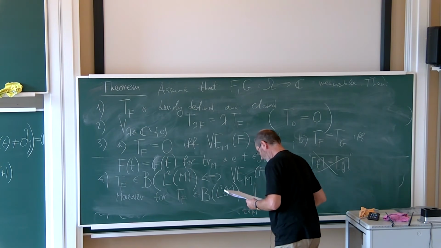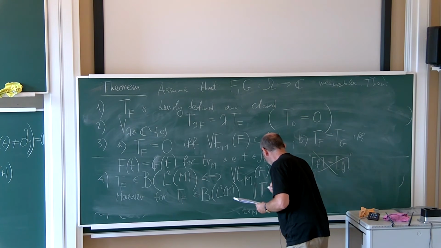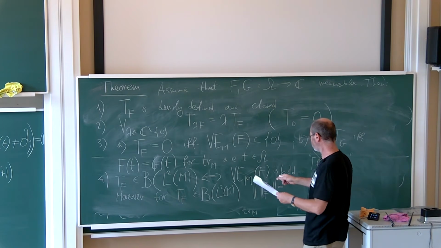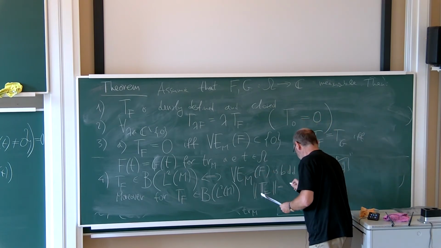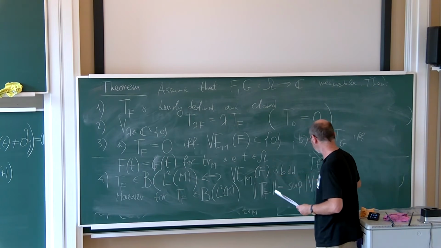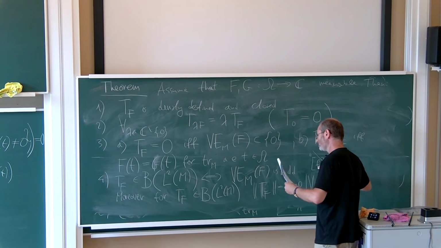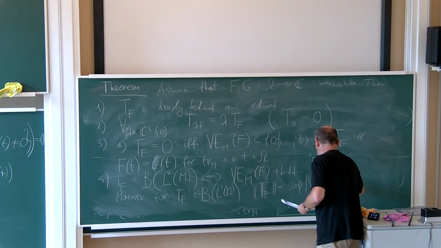Then the norm of the operator is just the supremum of the absolute values. Yes, we can just write like this. This is the supremum of the set of absolute values. I will write this like absolute values of the set, okay? Which means the set of all absolute values from the set.